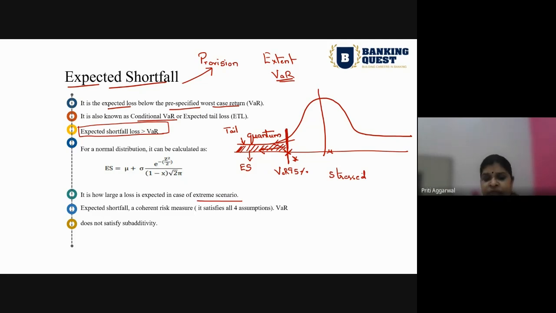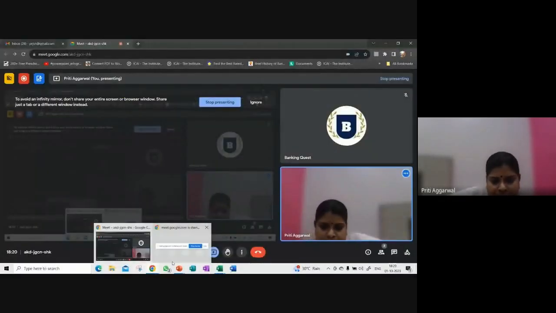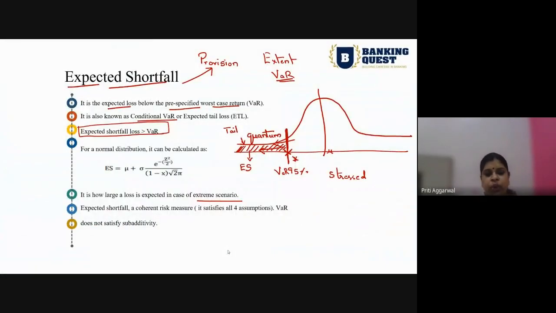In such a stress period, in such extreme scenarios, it is always better that we go for expected shortfall, right, friends? So just give me a minute, please. Expected shortfall will be a better determinant compared to VAR, right? Why? Because it is always a higher number than VAR, and a more accurate measure during extreme scenarios.